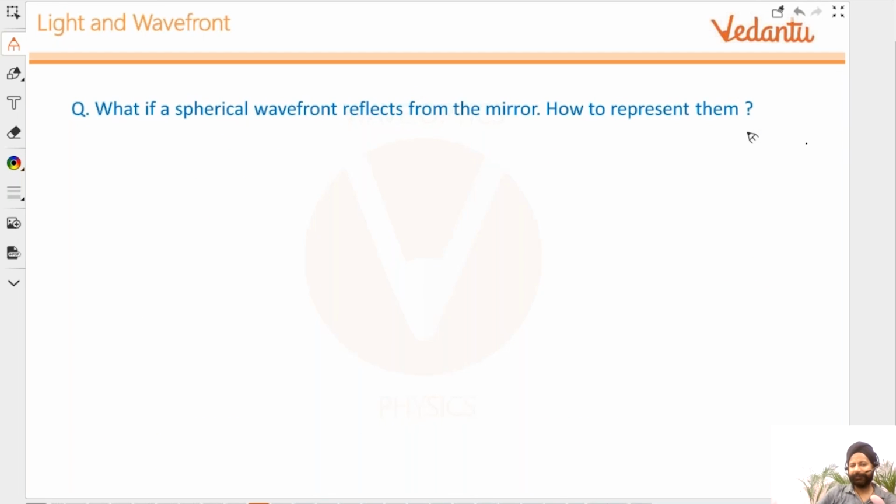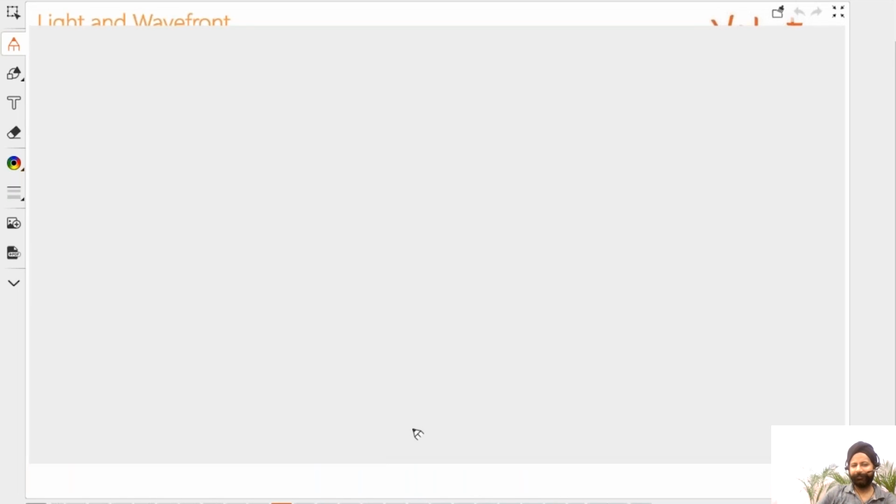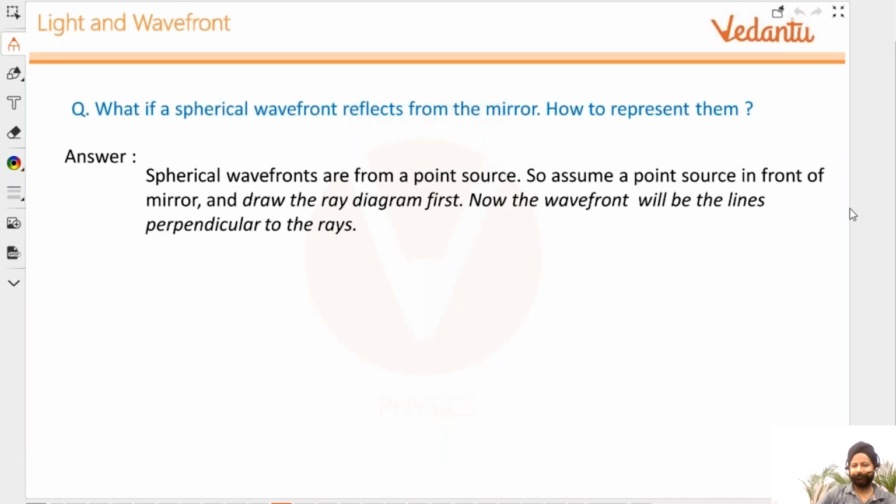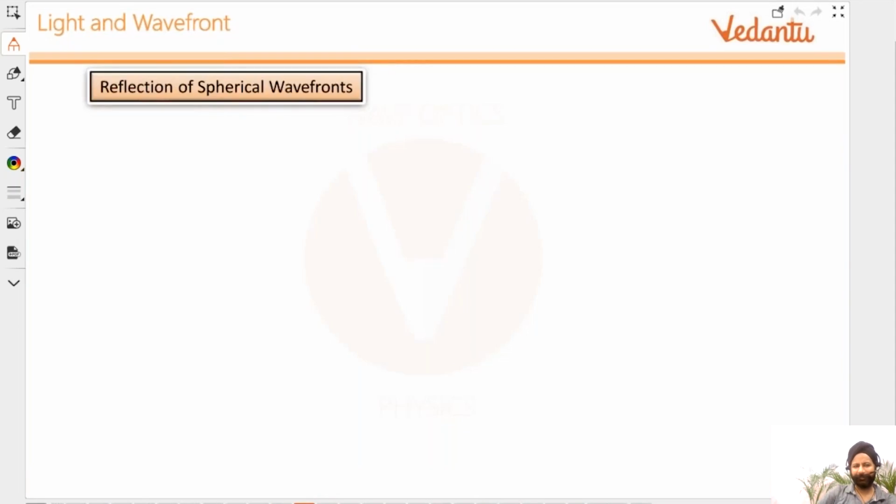So now this is what we are going to analyze. We'll see spherical wavefronts reflecting off the mirror. So let's look at it. Lines perpendicular to the rays, that's the wavefront. I'm actually going to show you these slides, and then I'm going to make my own pictures to explain. So now reflection, let's see reflection here.